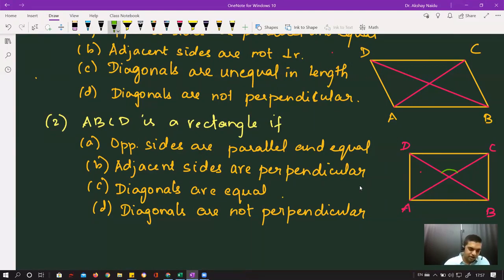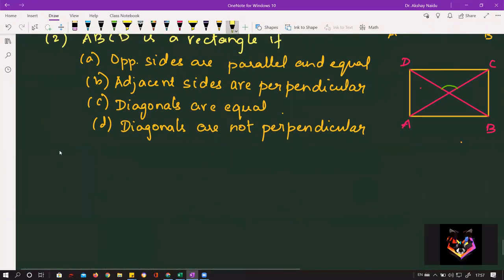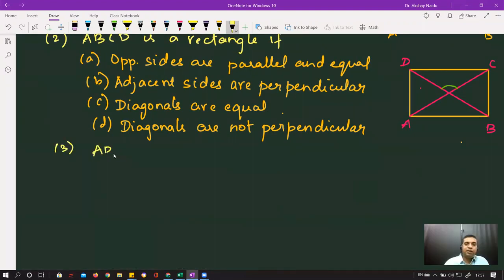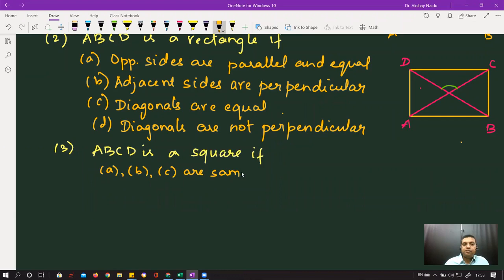If they are 90 degrees, then what happens? It becomes a square. So ABCD is a square if opposite sides are parallel and equal, adjacent sides are perpendicular, diagonals are equal. The conditions A, B, C are the same as in the rectangle above. Only condition D, diagonals are perpendicular to each other.